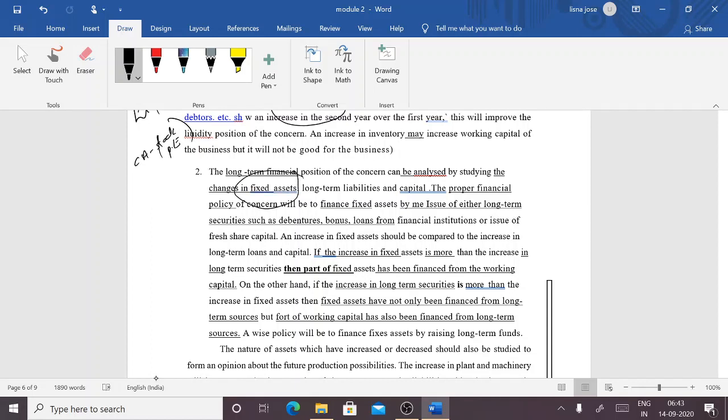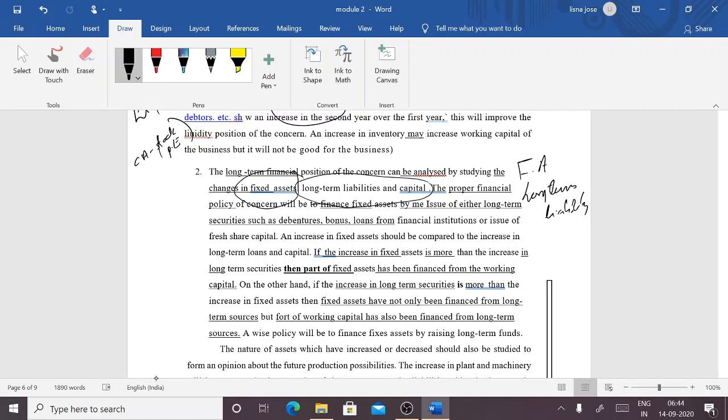Okay, fixed asset here we are considering, and the long-term liabilities and the capital. So we are trying to establish a relationship between fixed asset and long-term liability. And long-term liability means liability to outsiders as well as the capital being included in the company. The proper financial policy of the concern will be to finance fixed asset by the issue of either long-term securities such as debenture, bonus, loan from financial institutions, or issue of fresh share of capital.